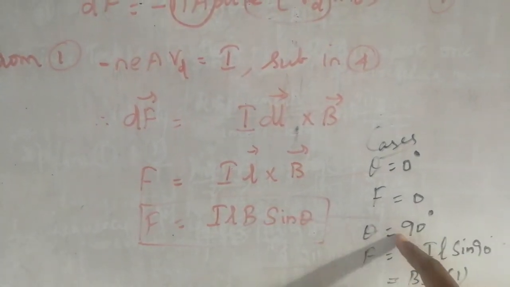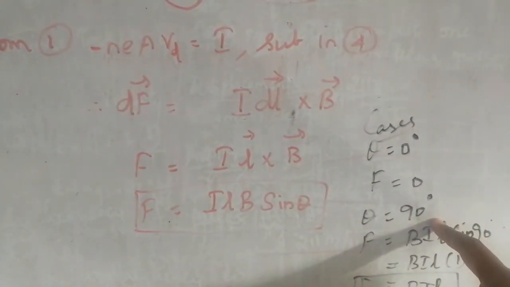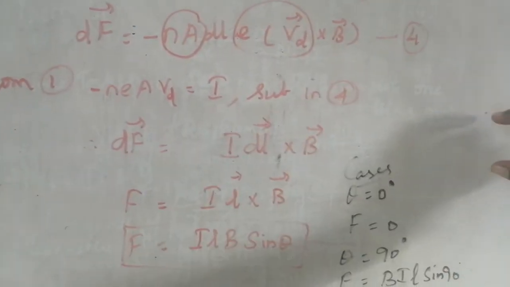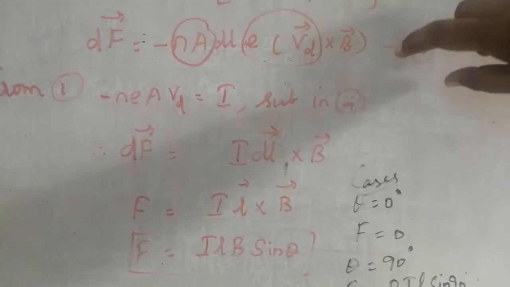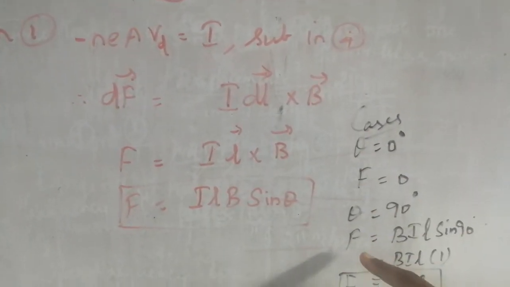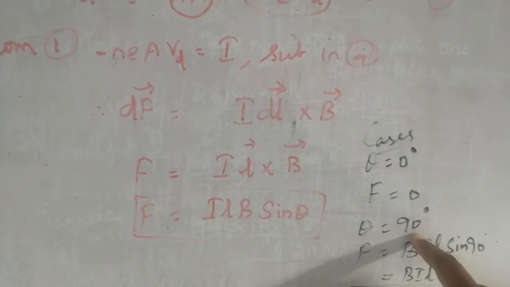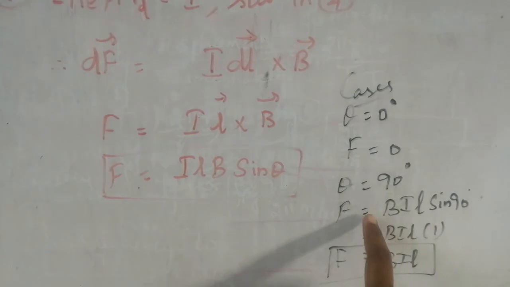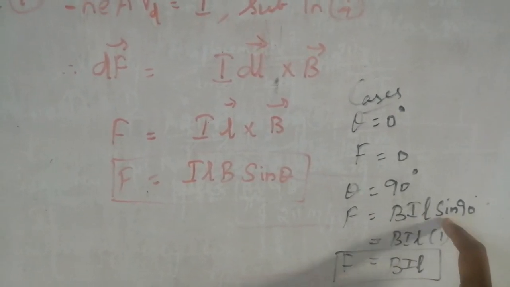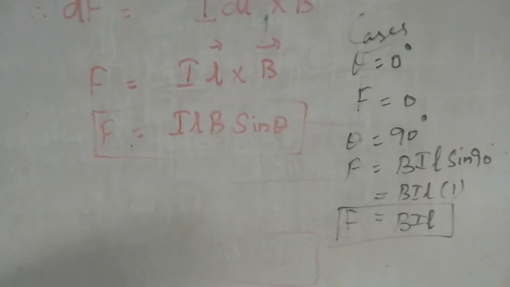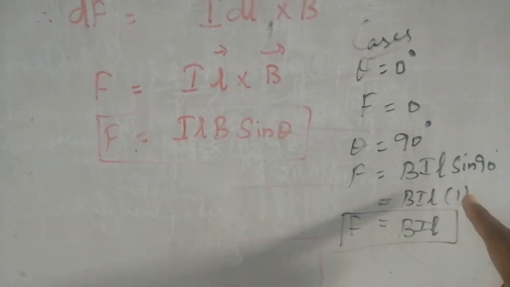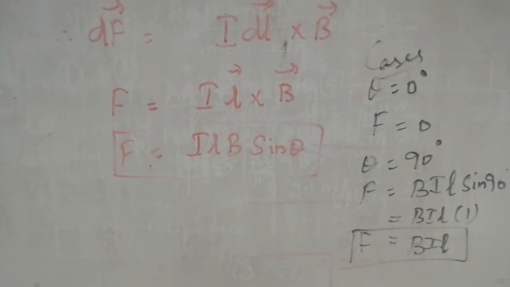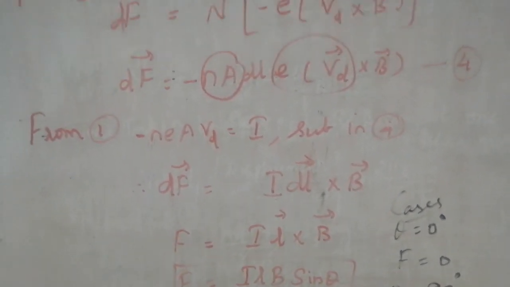Instead, when theta equals 90 degrees, which is the second case, the conductor is placed perpendicular to the field. The field is like this, and the conductor is perpendicular to the field. In that case, when I substitute 90 for theta, you have B I L into sin 90. Sin 90 value is 1. So B I L into 1 is simply B I L. The force will be maximum, that is F is equal to B I L. So this is all about this topic.